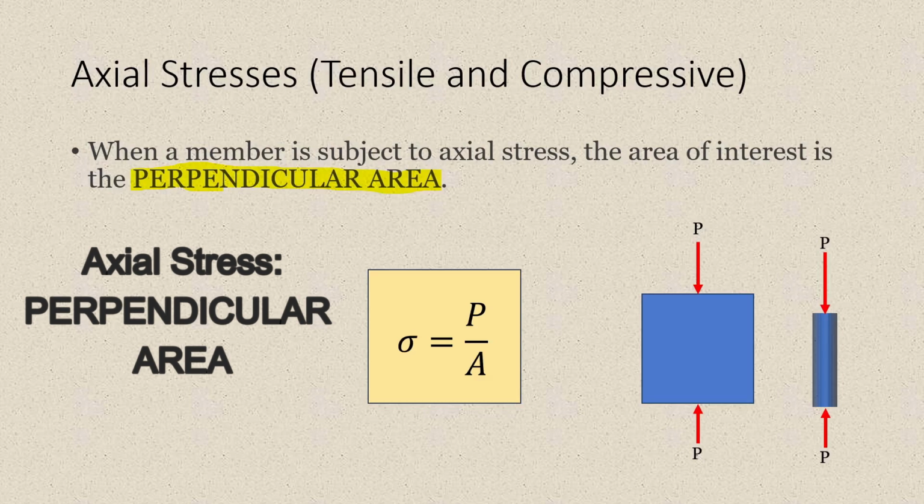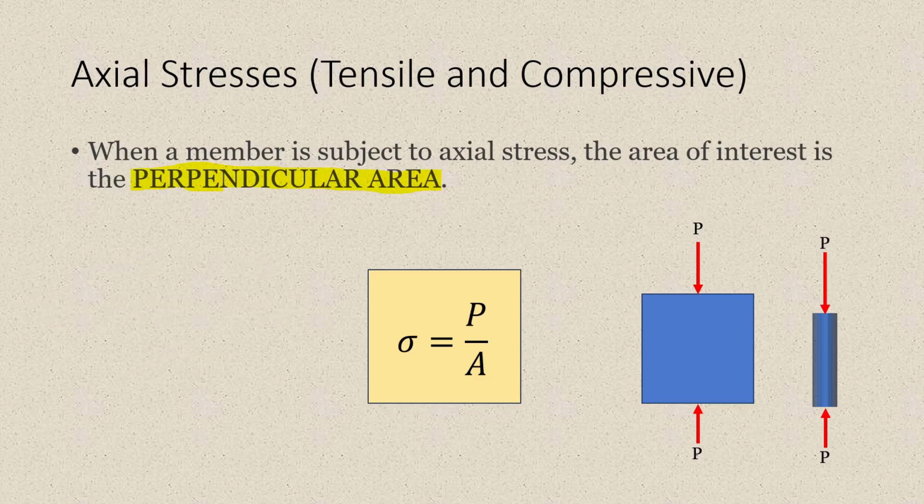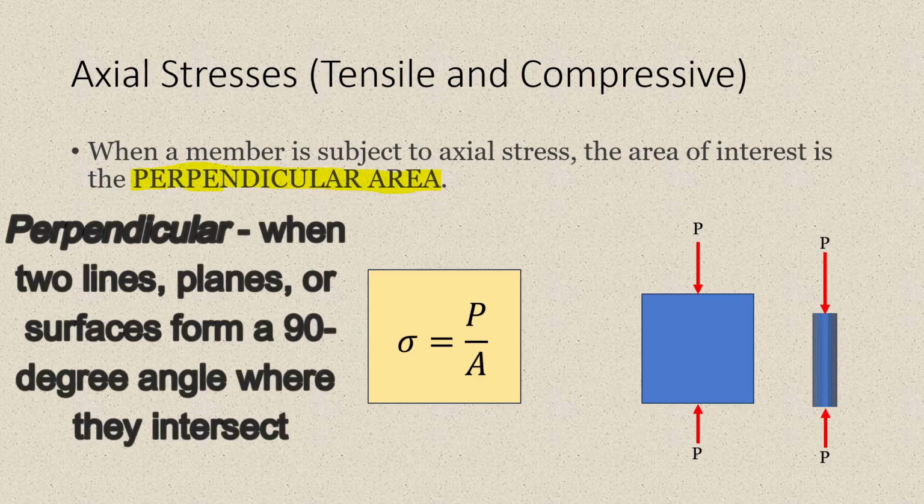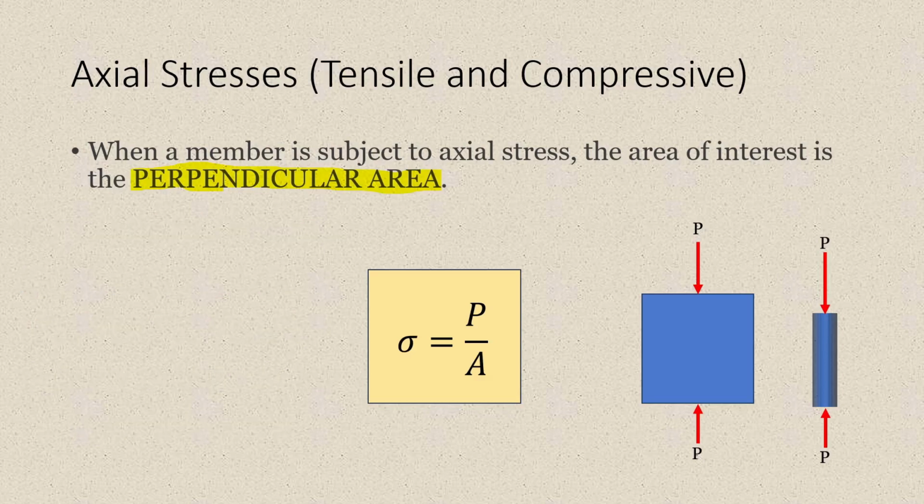Now, let's try to consider the objects shown subjected to a force P. And then let's recall the definition of the word perpendicular. Perpendicular is a geometric term used to describe the relationship between two lines, planes, or surfaces that meet or intersect at a right angle, which is 90 degrees. In simpler terms, if two lines, planes, or surfaces are perpendicular to each other, they form a right angle where they intersect. If you look at our force P, notice that it is perpendicular with this line, this one, and this one, because this is a 90-degree angle, and therefore, it is perpendicular. Therefore, our perpendicular area will be these areas.